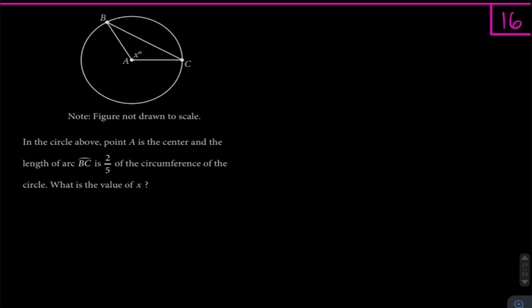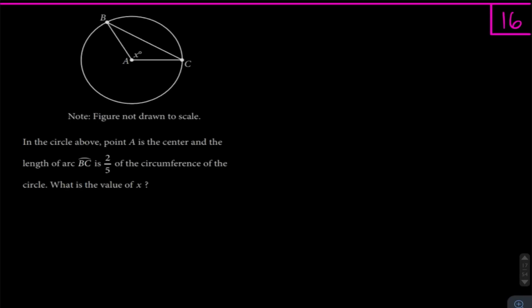So problem 16 here, looks like we got a big old circle here, and we're trying to find this angle right here, right? Because it says in a circle above, point A is the center of the circle, and the length of arc BC means this right here is 2/5 of the total circumference of the circle. So then it asks us for the value of x, right?